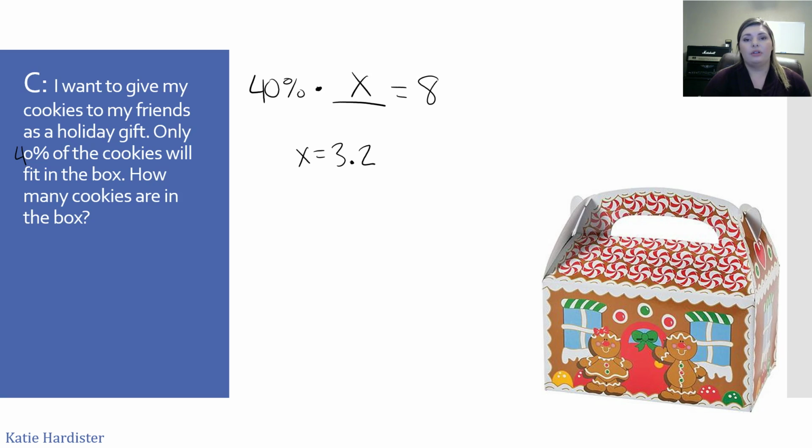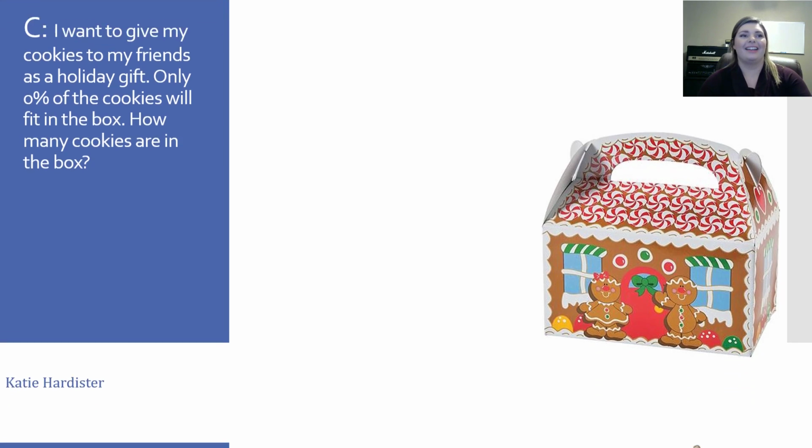So am I going to break my cookies to have 0.2 of each of them? No. So in this case, I would round down. So I would give each of my friends 3 cookies in this case to fit in that box. I might want to get a bigger box, huh?